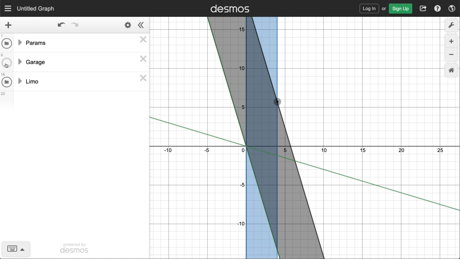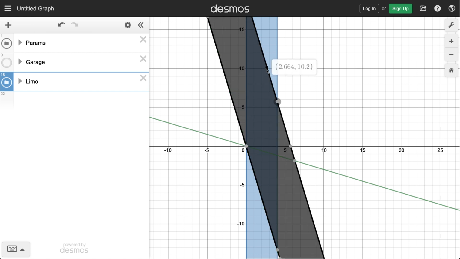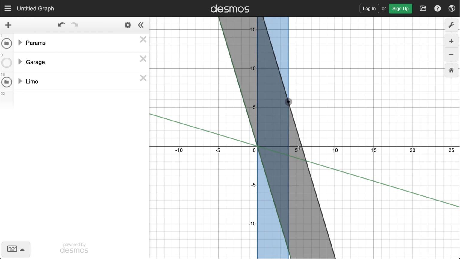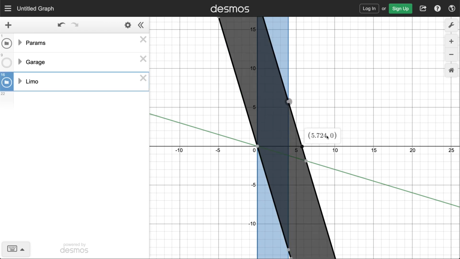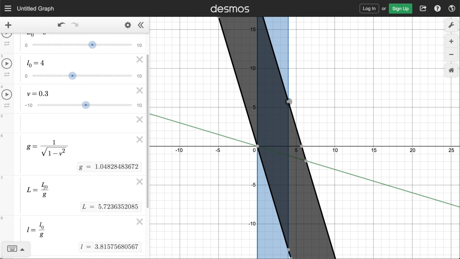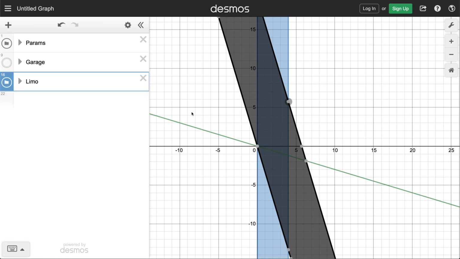So garage, and then over to the limo here. Things have changed a little bit. You can see how the garage length is no longer just 6, it's actually 5.724, because the length of the garage is contracted by that factor of gamma. So this is the distance of 6 divided by gamma, so it's that length there. This is the rear of the garage, this is the front of the garage, and this is the limo. So you can now imagine the garage kind of moving towards us.